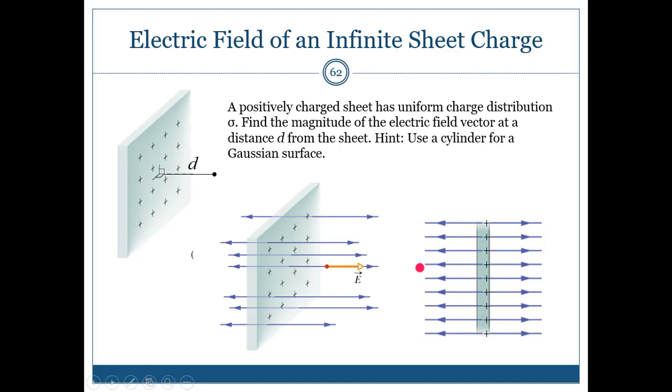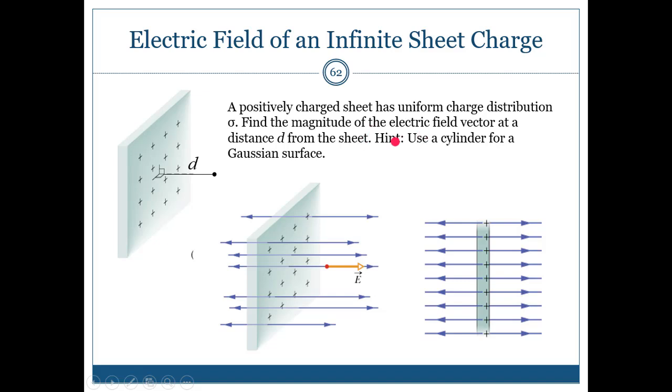Let's solve the problem of the electric field of an infinitely big sheet charge. Well, here is the question. We have a positively charged sheet with a uniform charge distribution, sigma. The problem tells us to find the magnitude of the electric field vector at a distance d from the sheet.